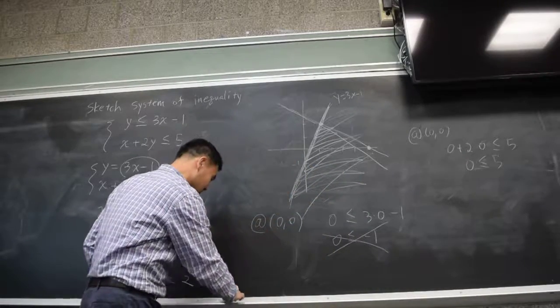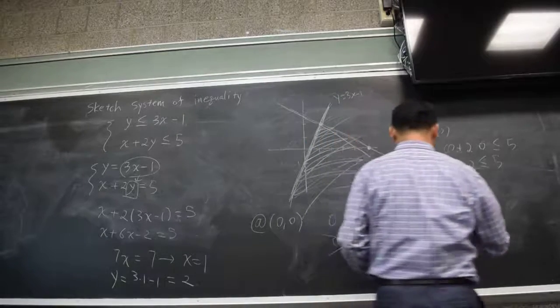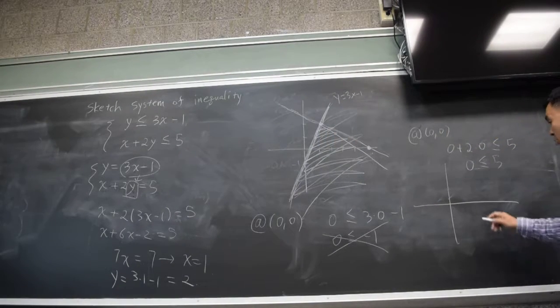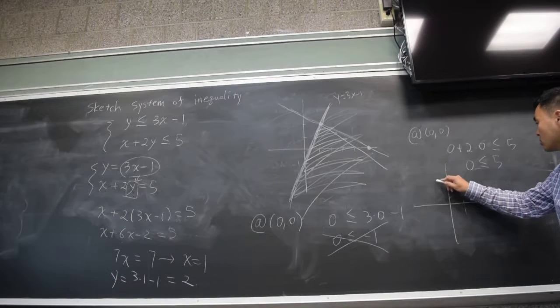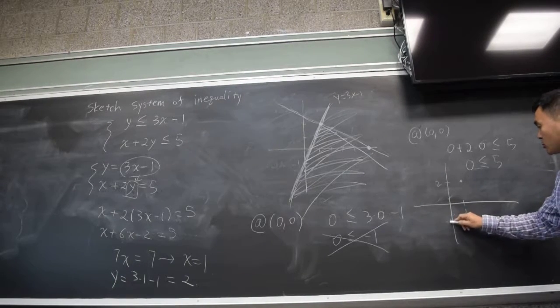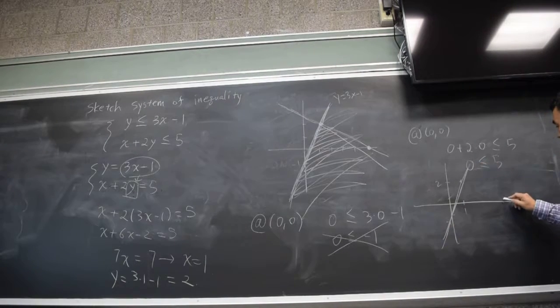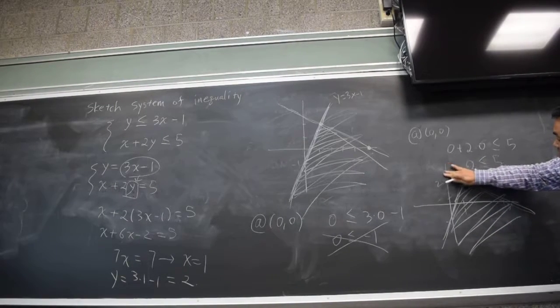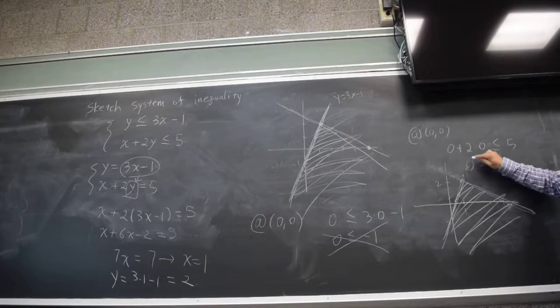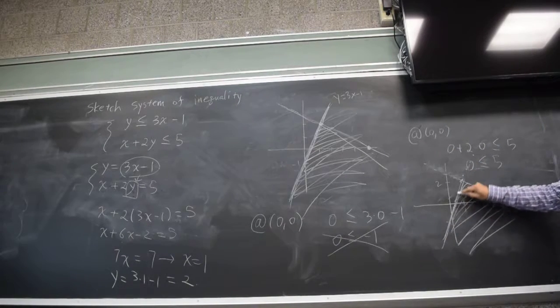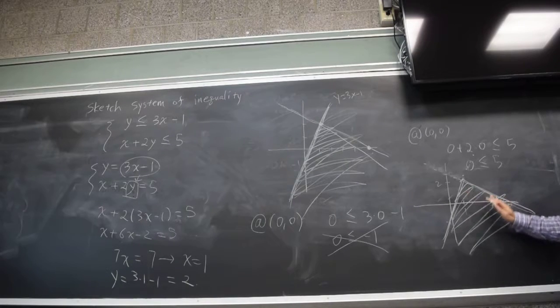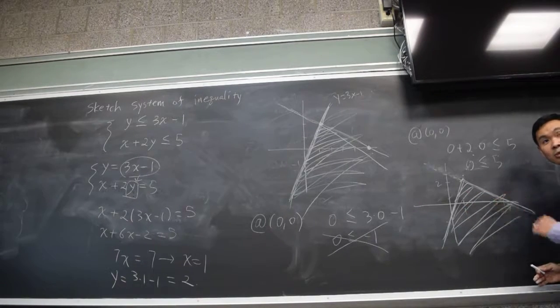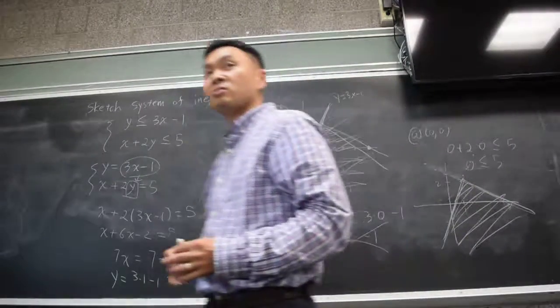Now this is a little messy, so let me try to draw that again. So what is the final answer here? So here's 1, here's 2, and there's negative 1 here, so you get this. And there's a 5 here, so you get another line here. And the solution of that system is here. And we should delete these because that's not part of the solution. Right? It's only these boundaries, and containing this region in between. Okay? That's how you solve a system of inequalities.